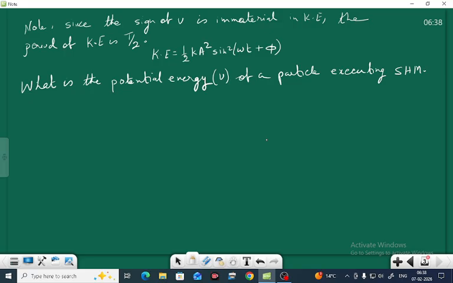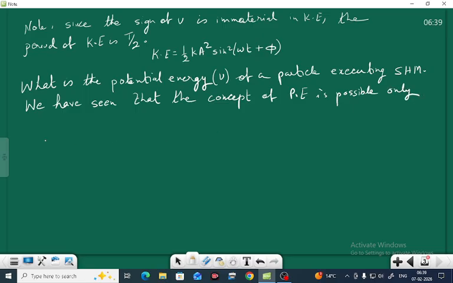We have seen that the concept of potential energy is possible only for conservative forces.